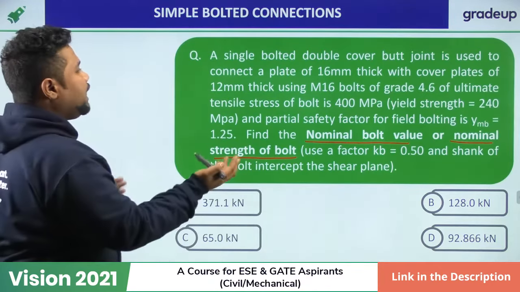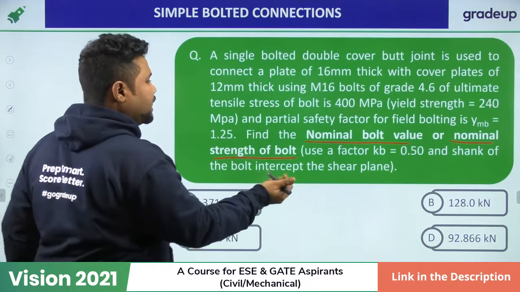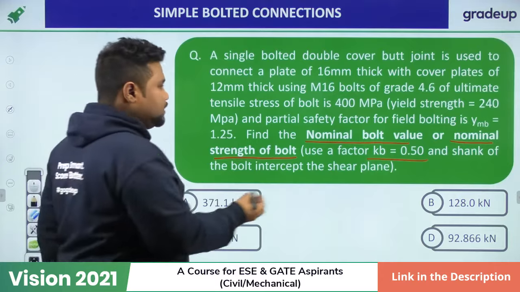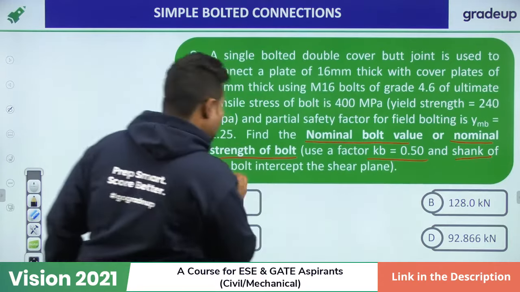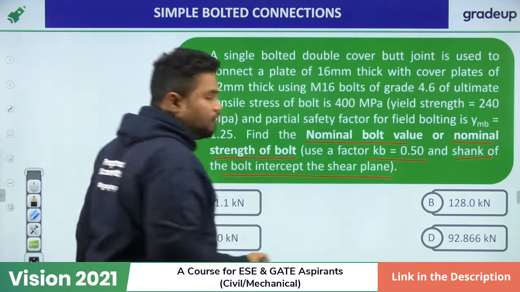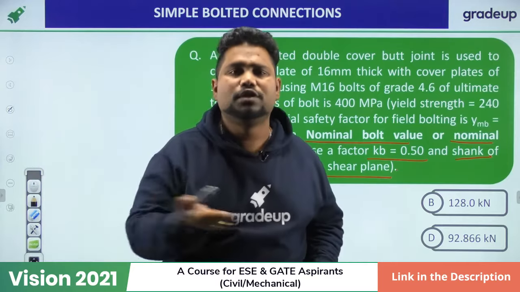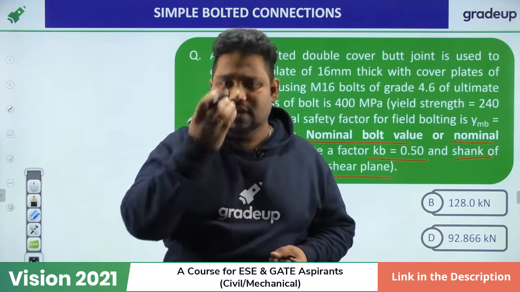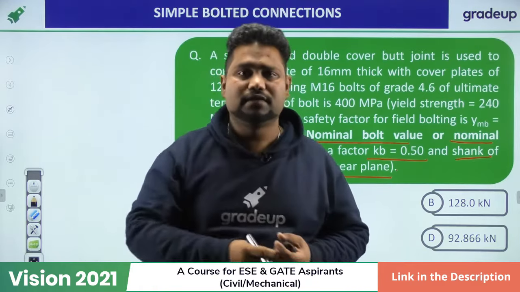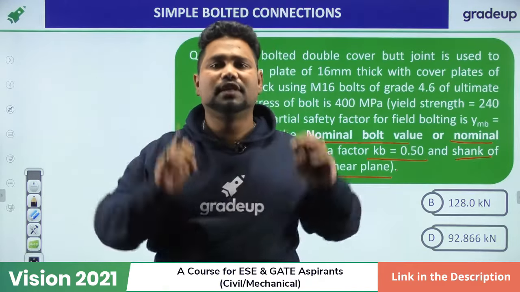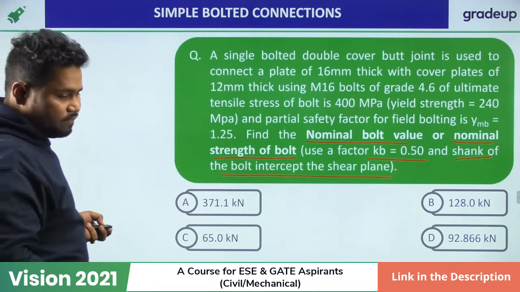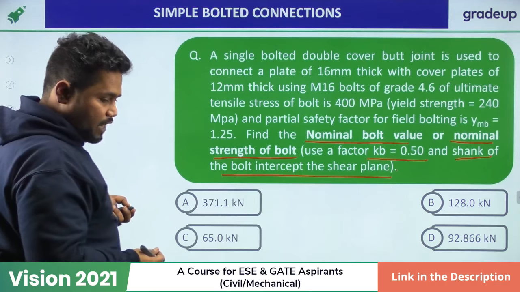They have also given the bearing factor kb, and they are giving that the shank of the bolts intercepts the shear plane. If it is not stated whether the shear plane intercepts the threads or the shank, it is difficult for you to give a correct answer. So to avoid discrepancy, they will definitely give you this data also.